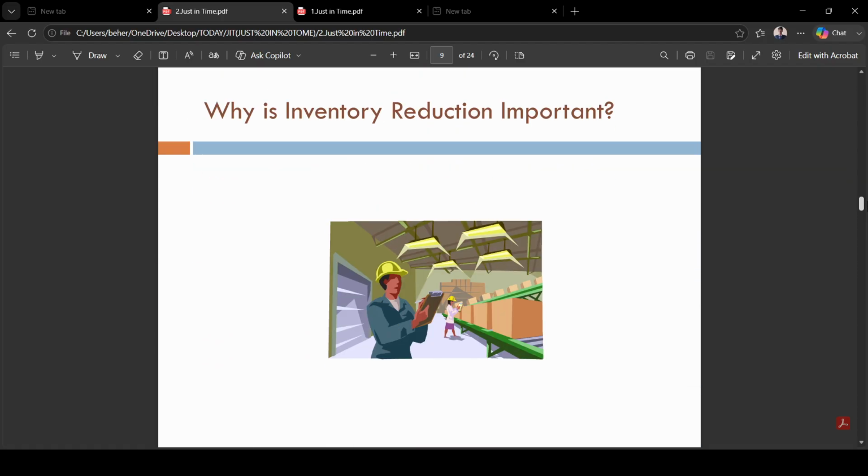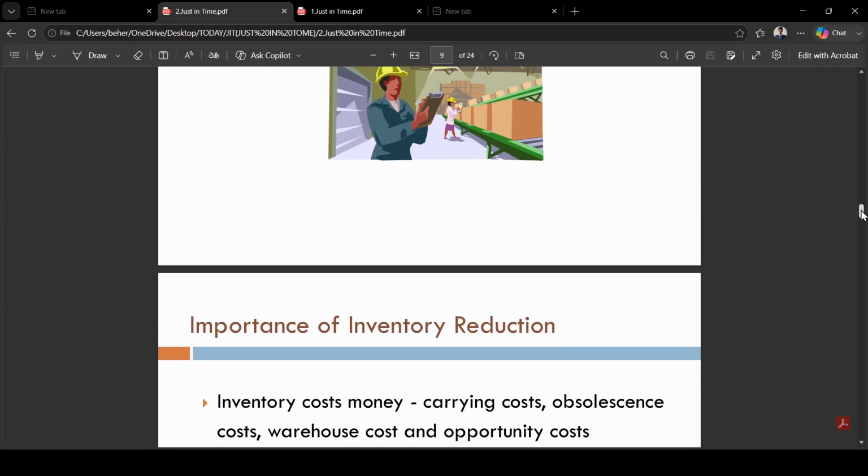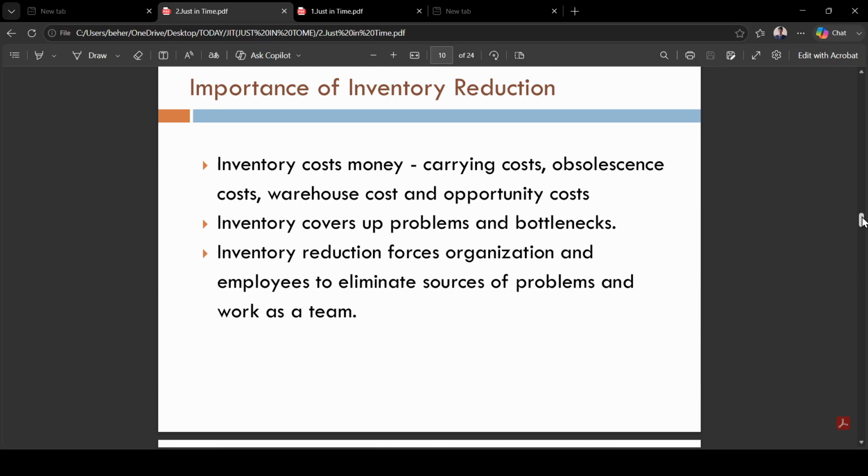Then why is inventory reduction important? Inventory costs money: carrying cost, overhead cost, warehouse cost, and opportunity cost. Inventory covers up problems and bottlenecks. Reduction forces the organization and employees to eliminate sources of problems and work as a team.